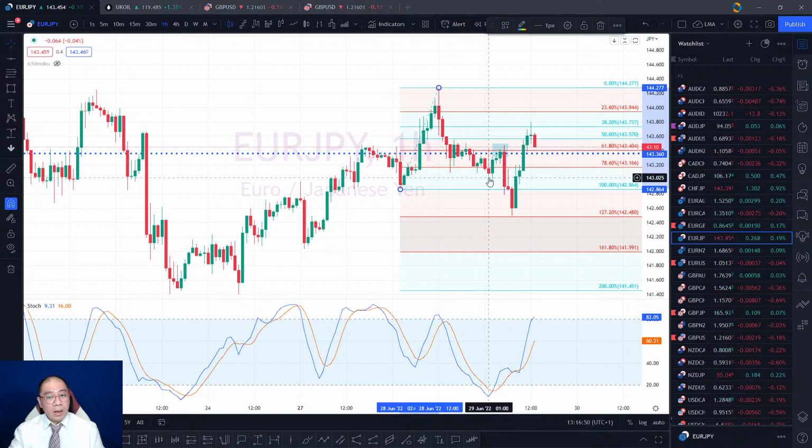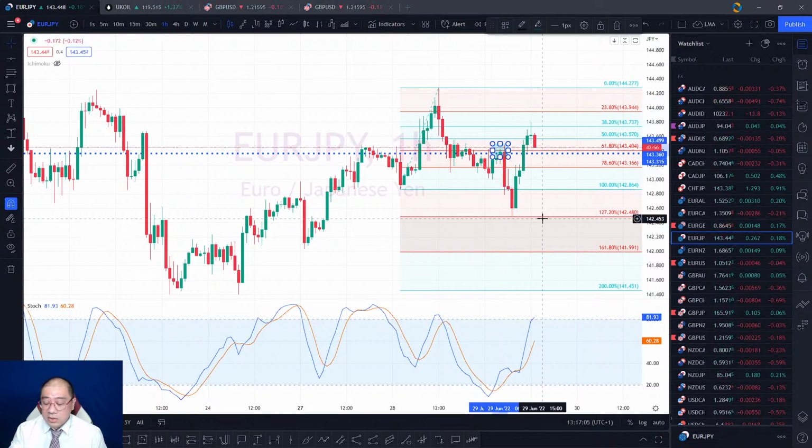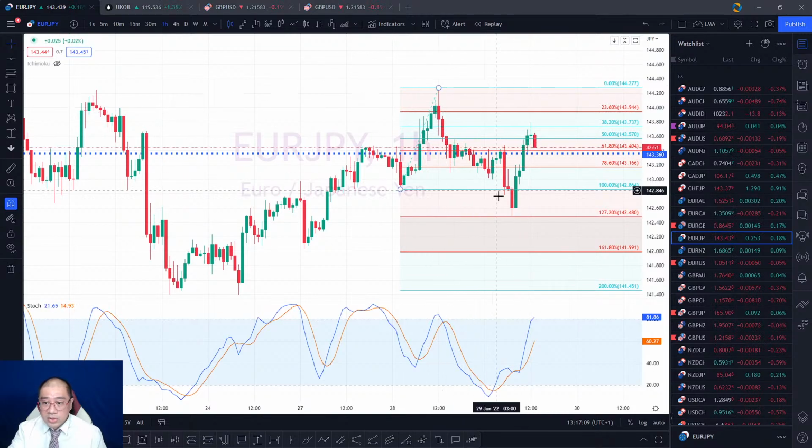But from a technical point of view, if you go in using FIBs and using your stop losses, I think you're doing it right. At least it got stopped out instead of being dragged down to 127.2. But my answer to that is that you're probably forgetting this cycle. This one is a little bit more complete.